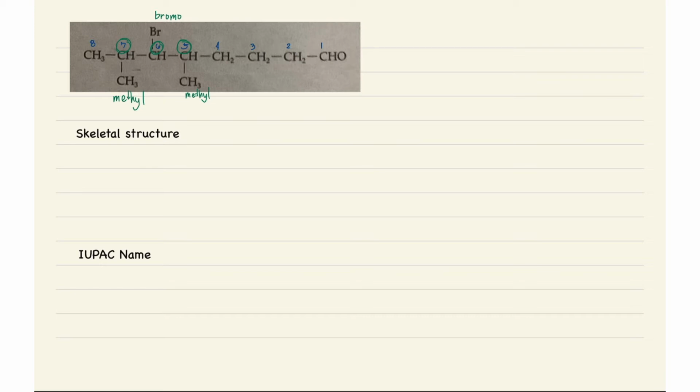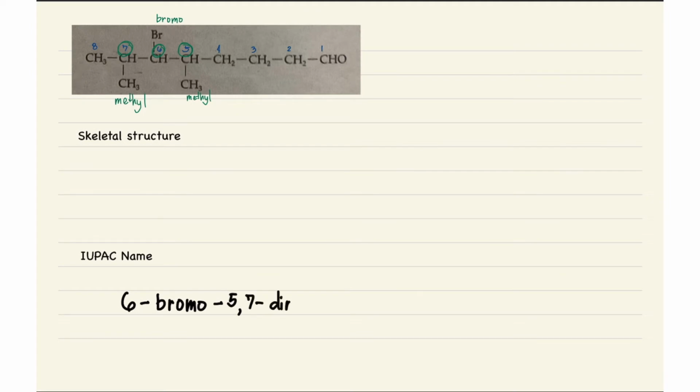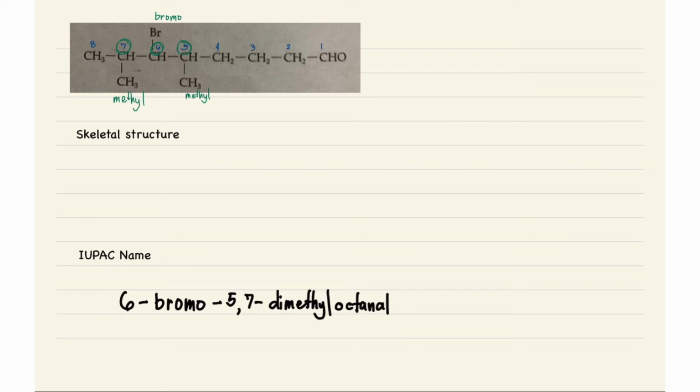So our name for this one, we have the location first of the bromo. So we have 6. Okay, so we have 6 dash bromo. Then dash, the locations of our two methyl. So since we have 2 methyl, we will use di. So we have dimethyl. But before that, we need to input the locations of our alkyl group. So it is in carbon number 5, comma, 7, then dash, dimethyl. So since we have 8 carbon atoms, that is octane. Then because we have the functional group CHO here, instead of octane, we will have octanol. Okay, so the name of this condensed structural formula is 6-bromo-5,7-dimethyl octanol.